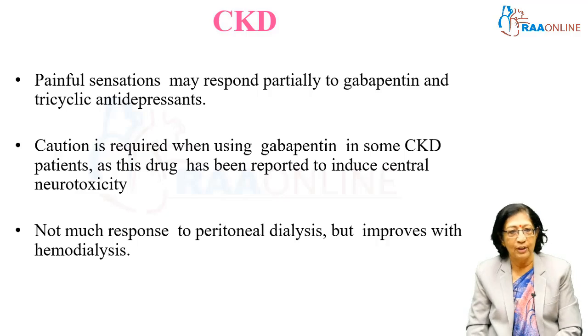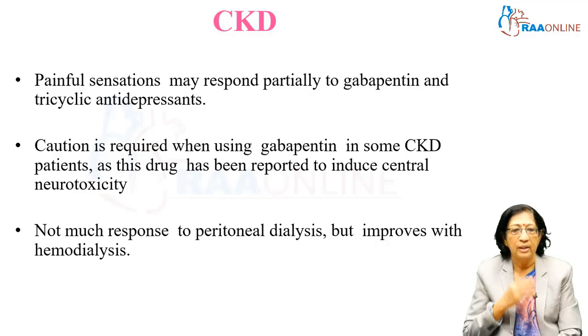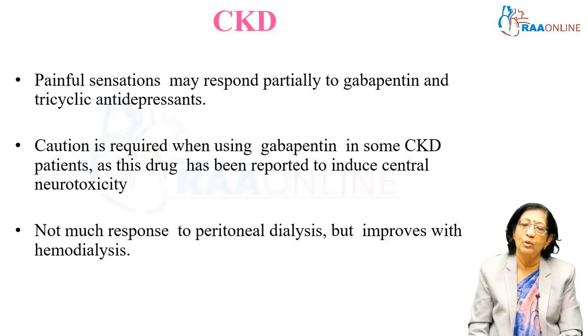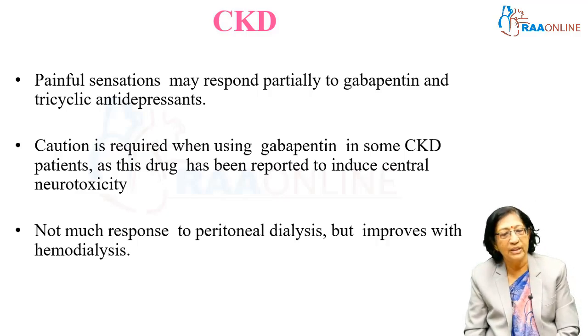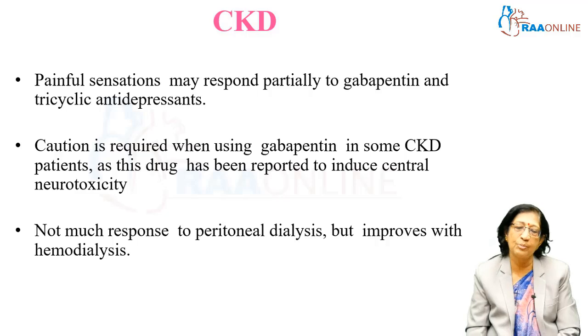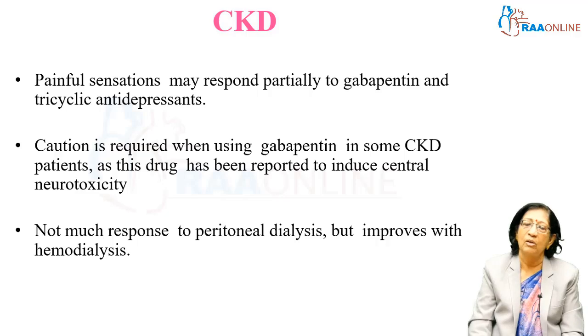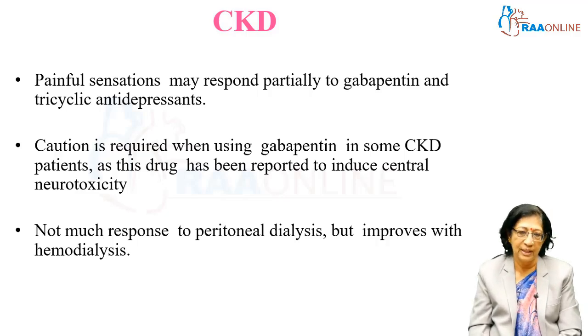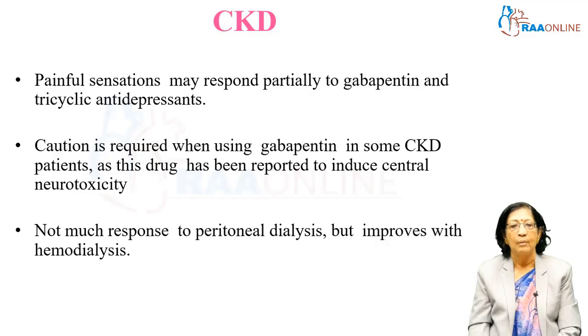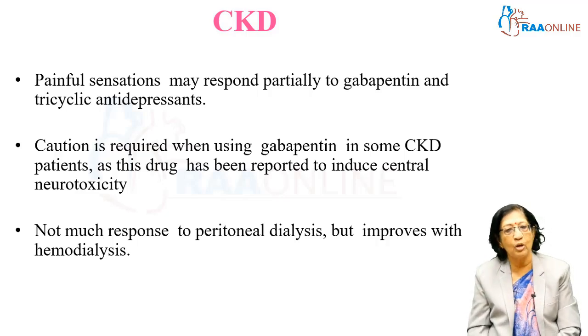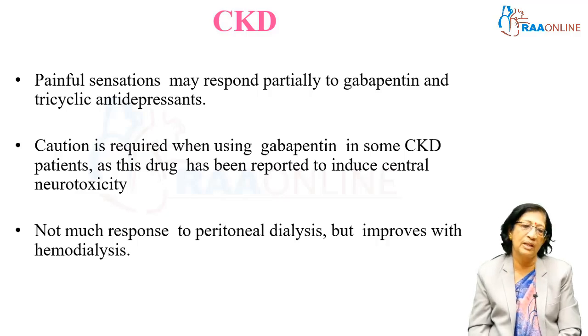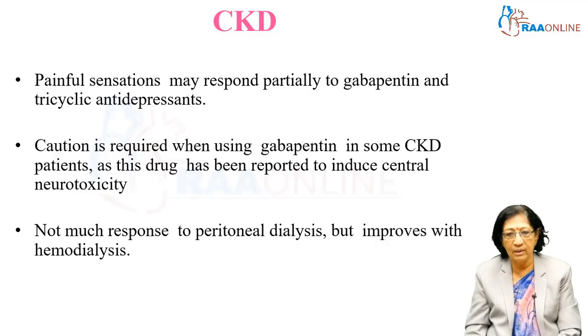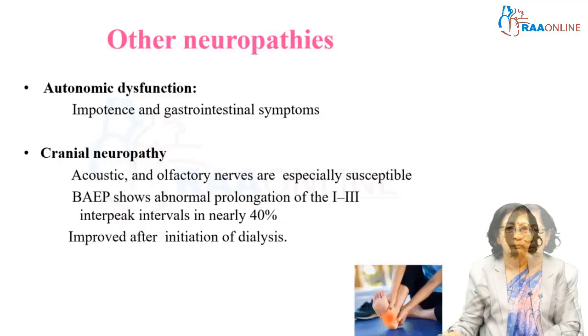So, how do you treat these peripheral neuropathies? You treat it like a peripheral neuropathy, but the only thing is you have to be careful about the use of drugs. These painful sensations or the painful paresthesias may respond to gabapentin, pregabalin, tricyclic antidepressants, in addition to carbamazepine, oxcarbazepine, etc. When you are using gabapentin in a patient with CKD, you have to be very cautious because this can produce a central nervous system toxicity also. Not much response to peritoneal dialysis, but improves with hemodialysis. Renal transplant helps in alleviating the peripheral neuropathy.